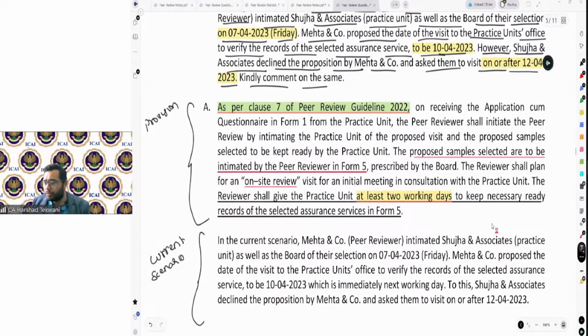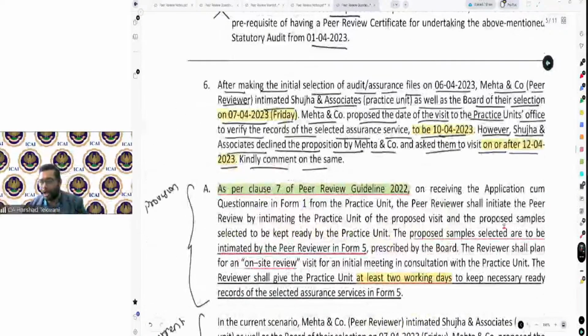So there is a question that should be the proposition by 11/4/2023. See, that's why I say "on or after 12" means the firm has taken the 2 working days. So on 7th, that was communicated. Now 2 working days from that, that is 10th and 11th. And after 12th, on or after 12, they can visit.